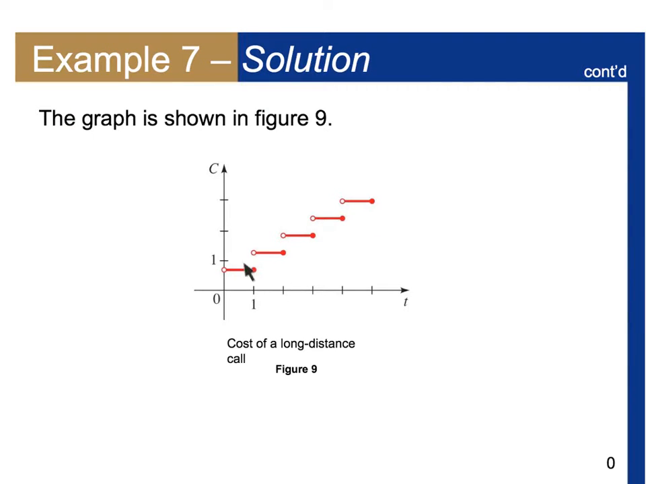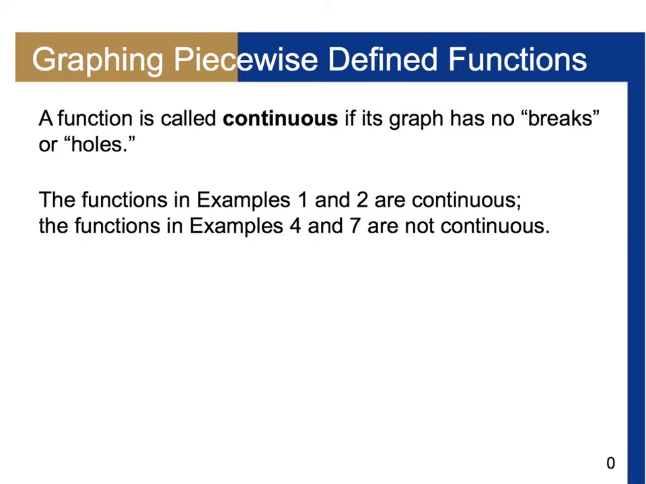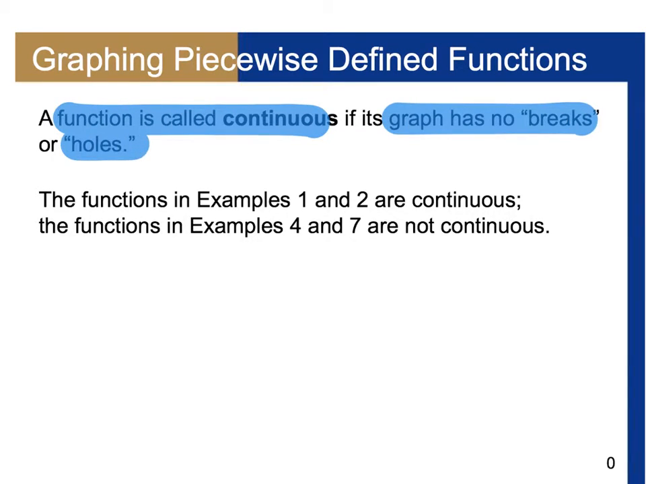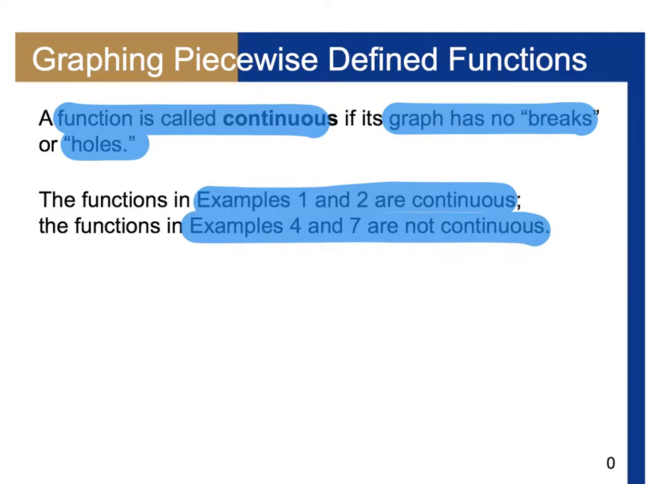Okay, this is kind of a variation on the step function. It's not the exact same one, but it's based on an example. But you see we kind of had these steps like this, and it's open on this end and closed on this end. This is a piecewise defined function because we have different pieces. Okay, we call a function continuous if its graph has no breaks or holes. So we looked at examples 1 and 2, and they were continuous. Examples 4 and 7 are not continuous.